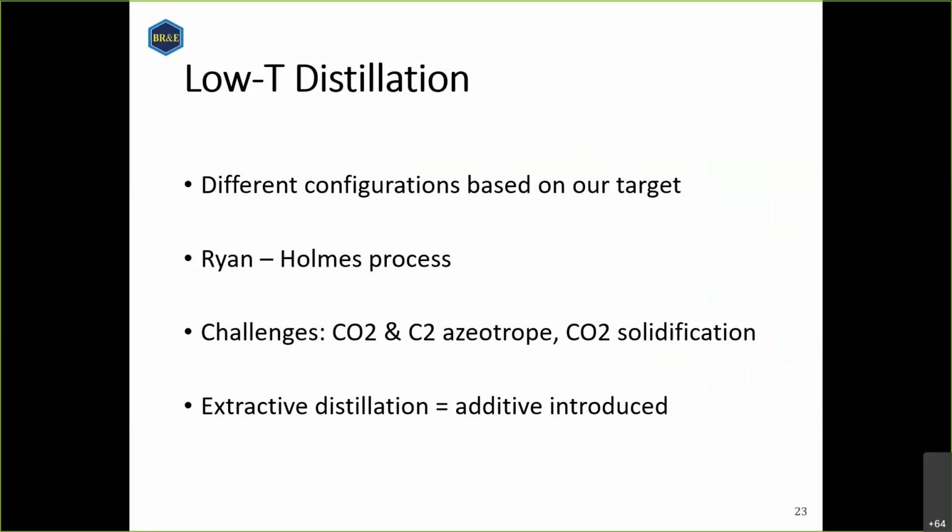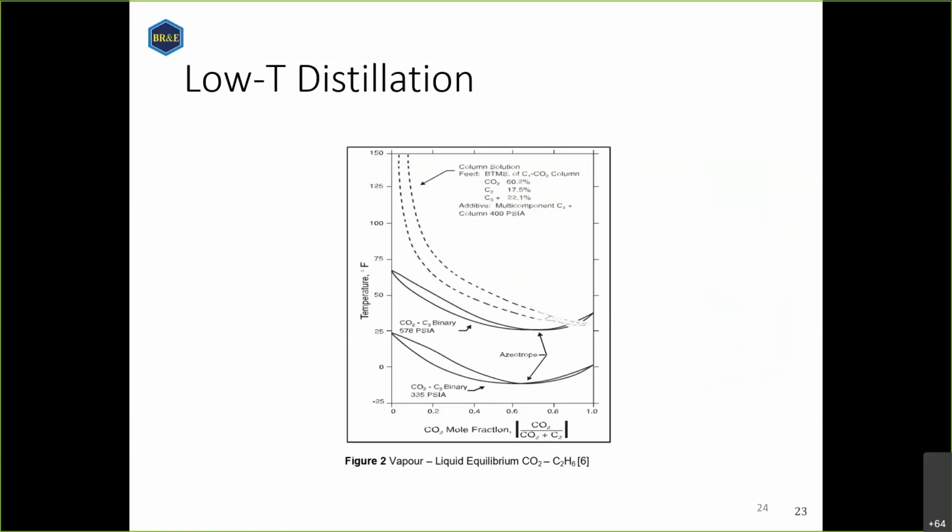And if you think about what that means, it means that CO2 is the light key up until about 66%, and then it switches and becomes the heavy key. So here's that azeotrope. You can see the CO2-C2 azeotrope here. So that's going to be a problem for us.